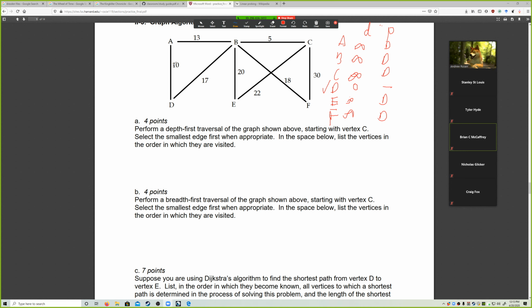So 10, 17. I can get from D to A with a cost of 0 plus 10. Is that cheaper than what we currently have? Yes, it's cheaper than infinity. So now we can say we can get to A for a cost of 10 from D. Similarly, to get to B, we can get there from D with a cost of 17.